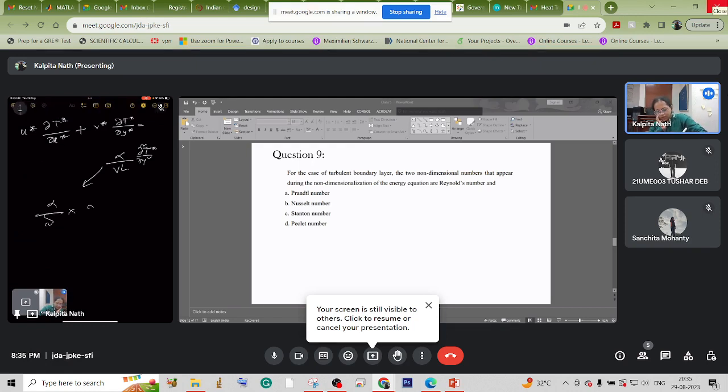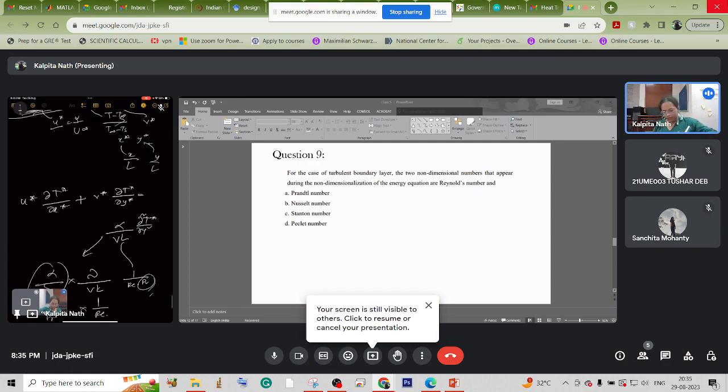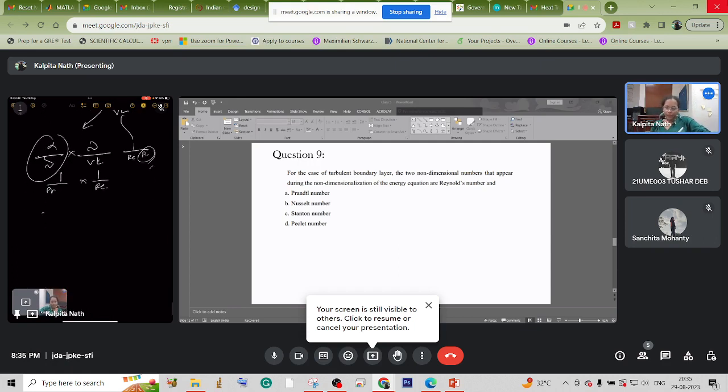Kinematic viscosity upon vL. So this is obviously 1 upon Prandtl number. And this is obviously 1 upon Reynolds number. So we can write this as 1 upon Reynolds number into Prandtl number. Reynolds number is already given in the question, so this will be the number. So this is option number A.